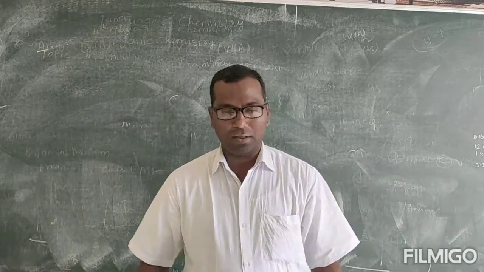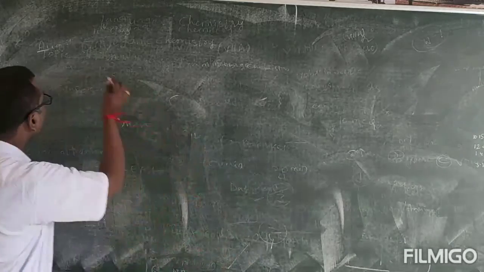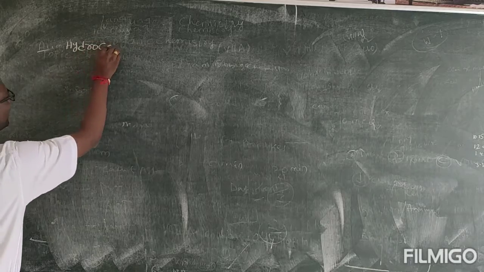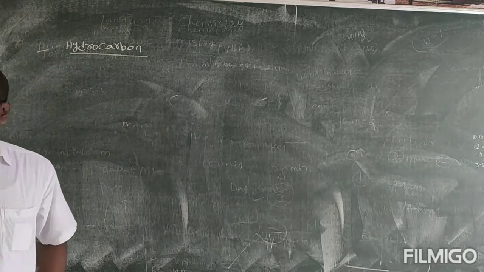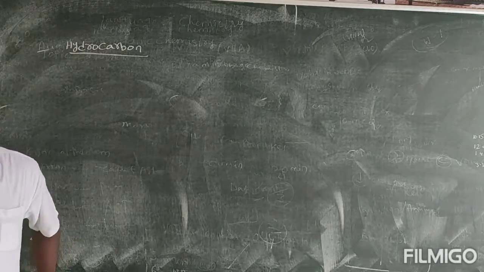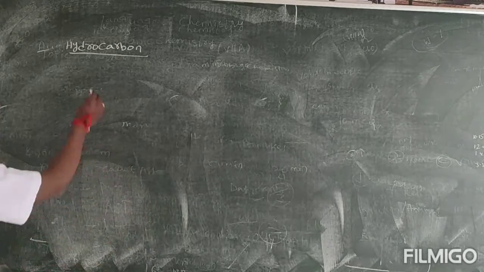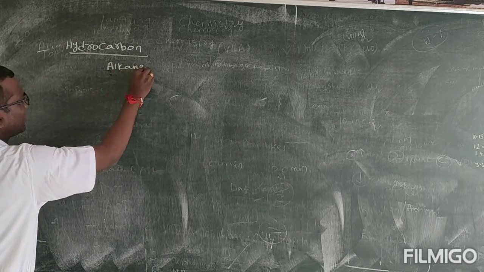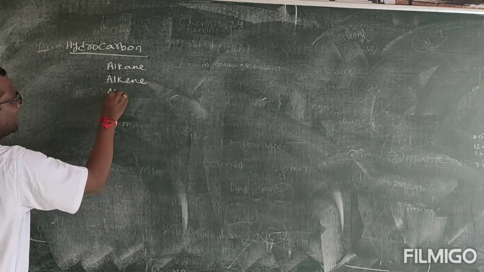In today's class we are going to discuss hydrocarbons. In the last class we had a discussion regarding hydrocarbons in different forms. Hydrocarbons mainly consist of alkane, alkene, alkyne.